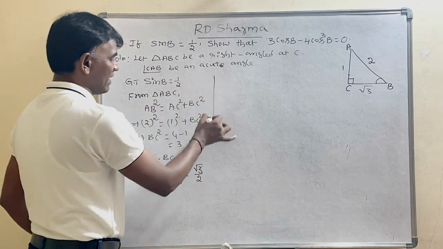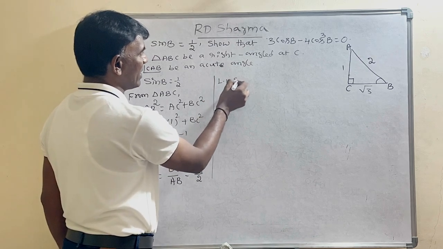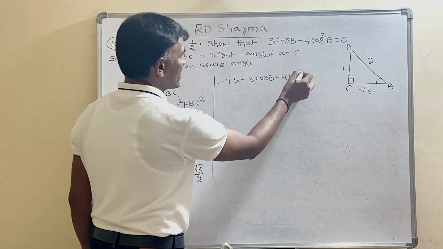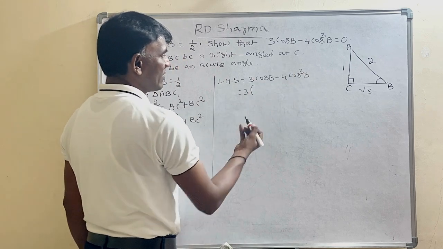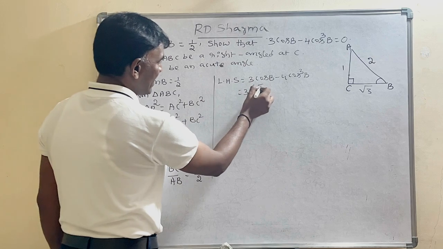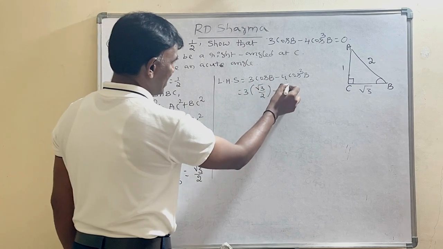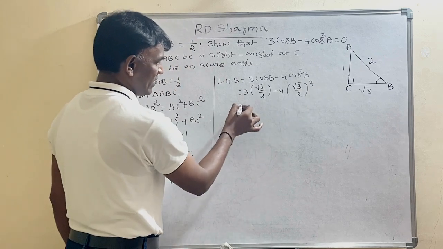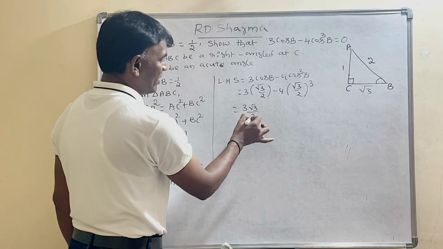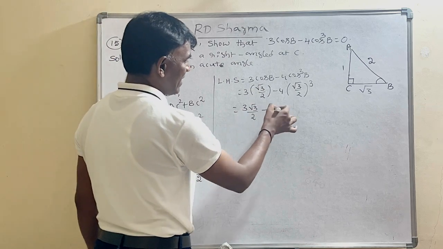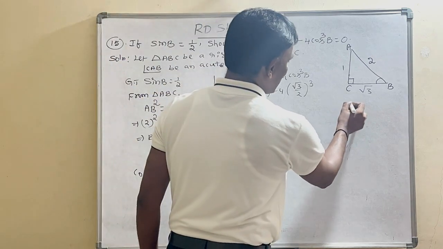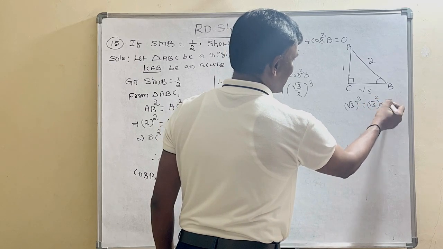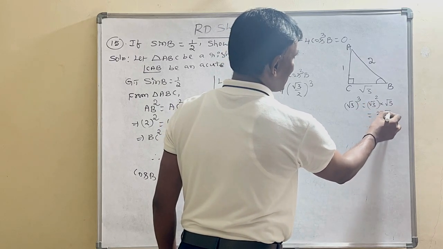Now we find the LHS value and show that it is equal to 0. Right? So 3 cos B minus 4 into cos cube B. Now 3 into, what is the value of cos B? That is square root 3 divided by 2. Then minus 4 into square root 3 divided by 2, whole power 3. Now this can be written as 3 into root 3 divided by 2. And coming to this, minus 4 into, now what is the value of root 3 whole cube? Generally this can be written as root 3 whole square into root 3, right? So root 3 whole square means 3. That is 3 root 3.